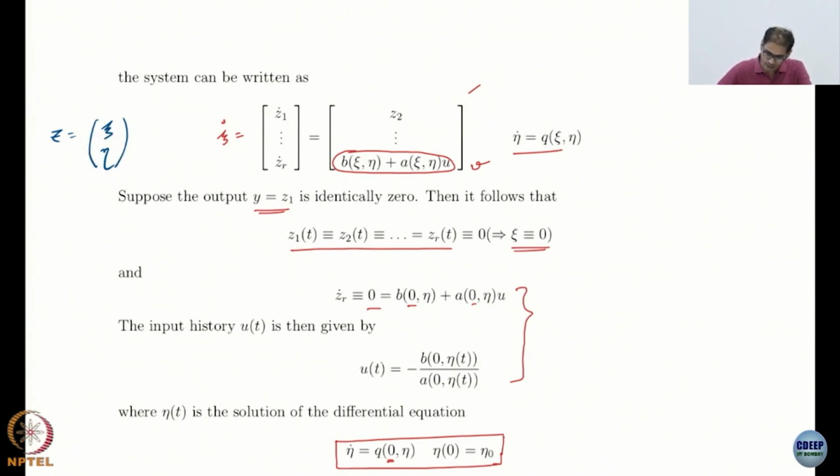Now suppose that the output is identically 0. Then all its derivatives are also identically 0, which means psi is identically 0. If you look at the zr dynamics, zr dot is also 0, and that is equal to this right hand side; you are just plugging in psi equal to 0 in it.